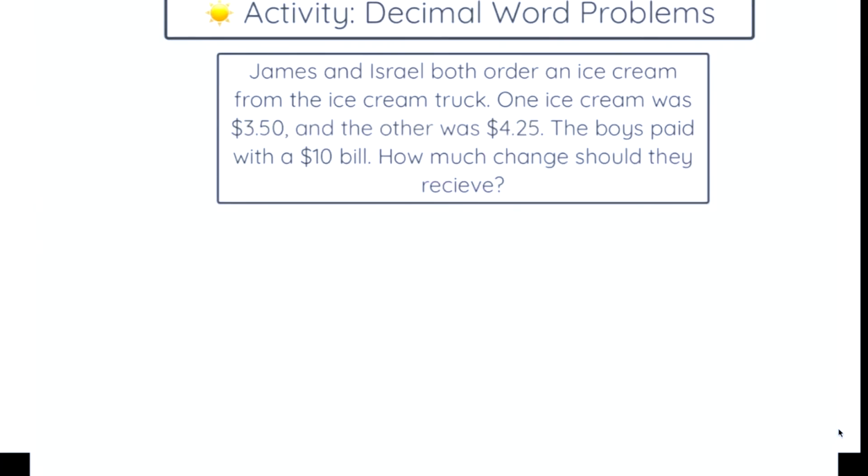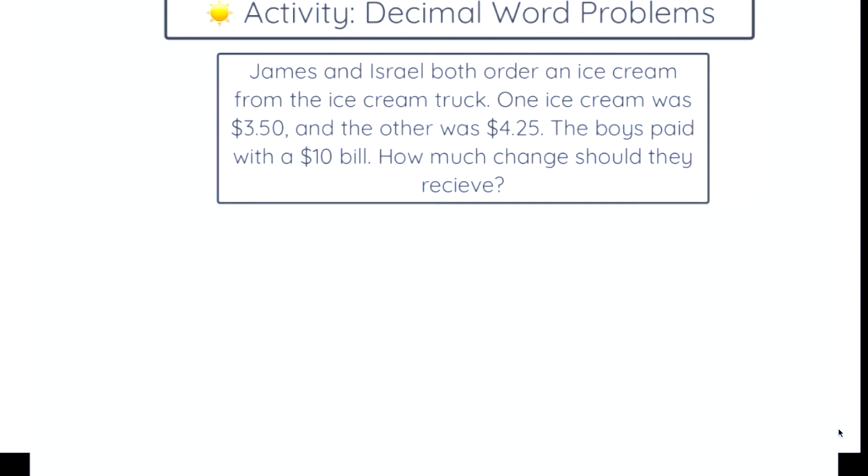Now we're going to take the skill of estimation that we just practiced in the previous slide, and we're going to apply it to this word problem. The problem says, James and Israel both order an ice cream from the ice cream truck. One ice cream was $3.50, and the other was $4.25. The boys paid with a $10 bill. How much change should they receive?